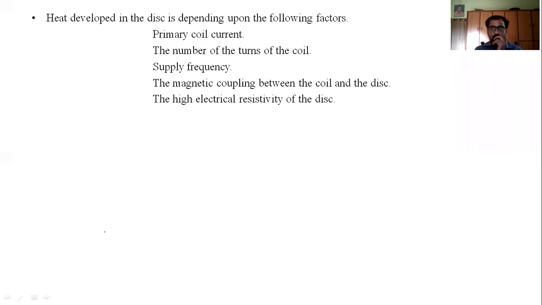When you operate at low frequencies, and at those low frequencies you want to heat up the charge you require, then the heat is going to be developed by the eddy currents. These eddy currents depend upon the square of the frequency.